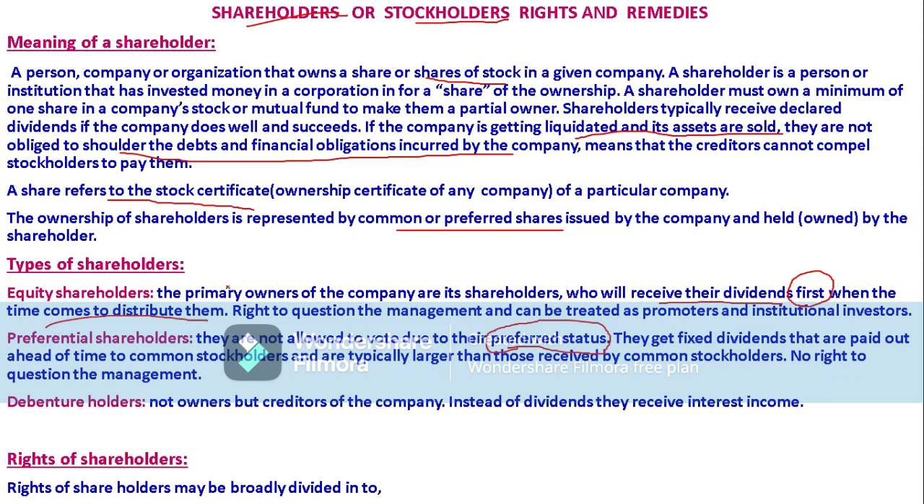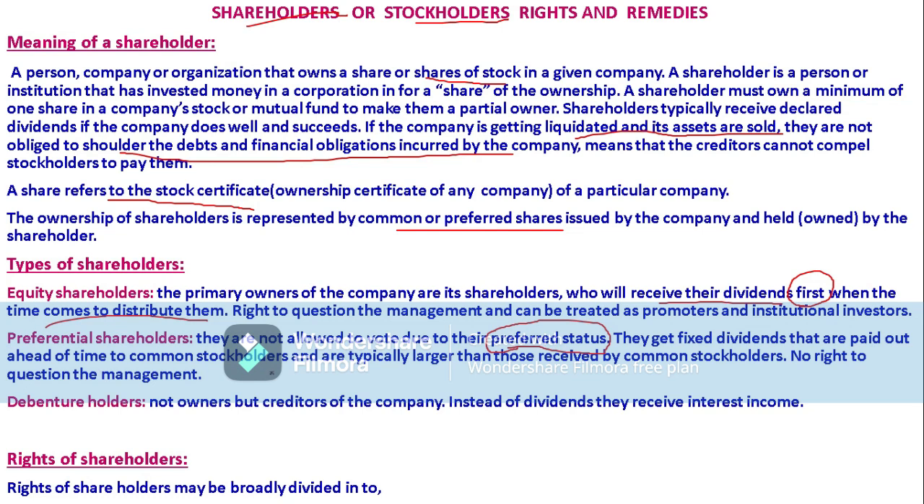Likewise, they will receive dividends in different ways depending upon the articles of incorporation of that particular company. The company decides how to pay and on what basis. Depending upon that, these preferential shareholders will be given dividends, either fixed dividends or a percentage on the par value, and their dividends are paid before common shareholders.